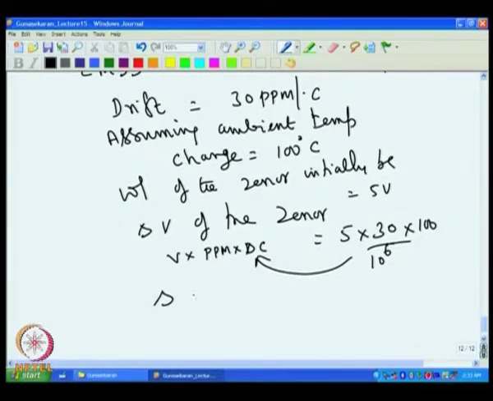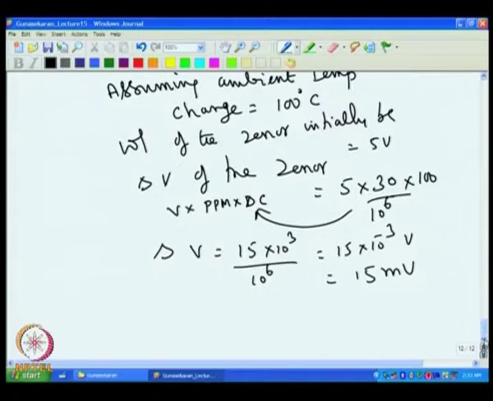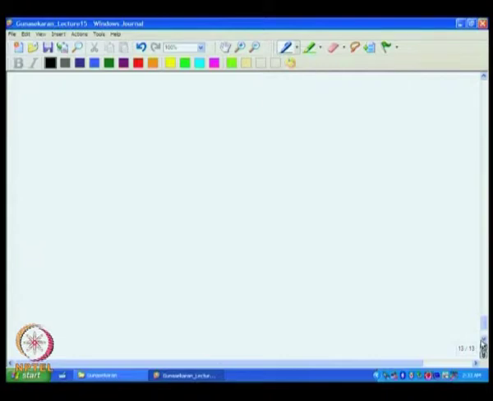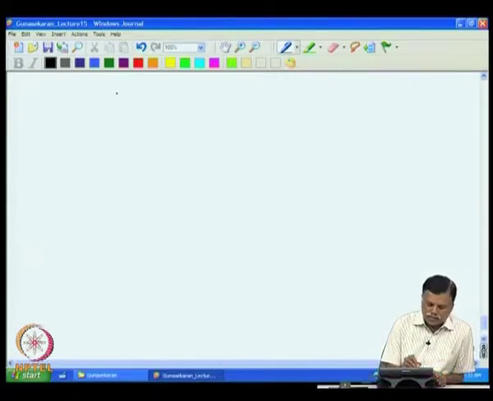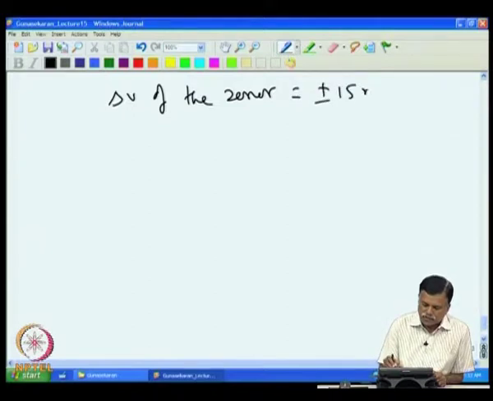So, delta V then becomes 15 into 10 power 3 divided by 10 power 6, that is 15 into 10 power minus 3 volt, that is 15 millivolt. So, the zener voltage will change by plus or minus 15 millivolt for a 100 degree temperature change. So, the delta V of the zener is equal to plus or minus 15 millivolt.